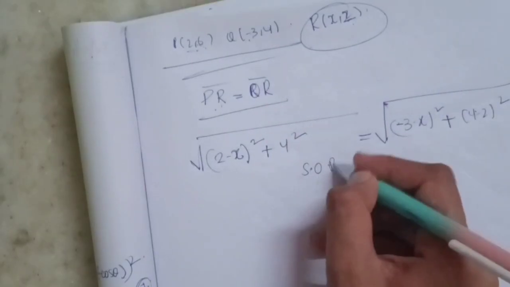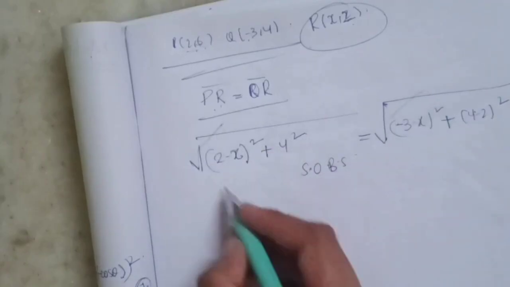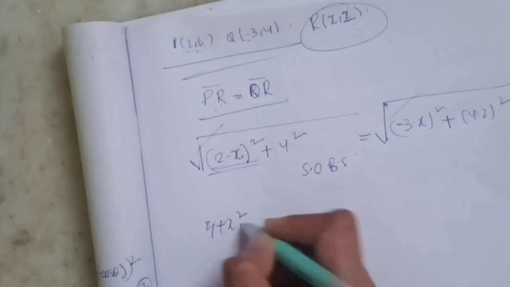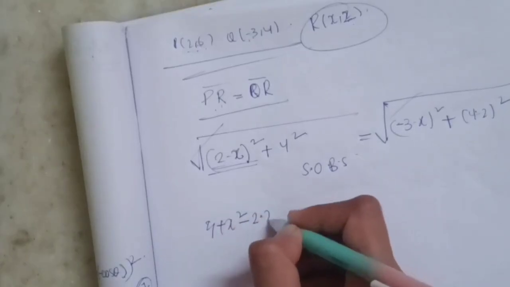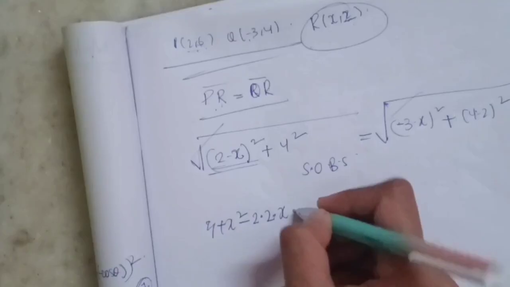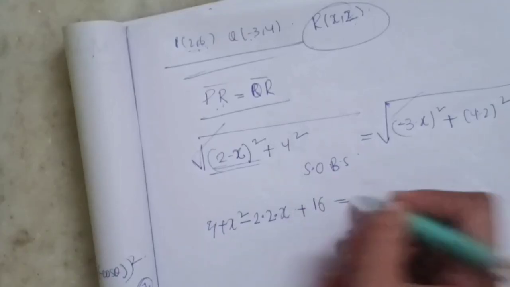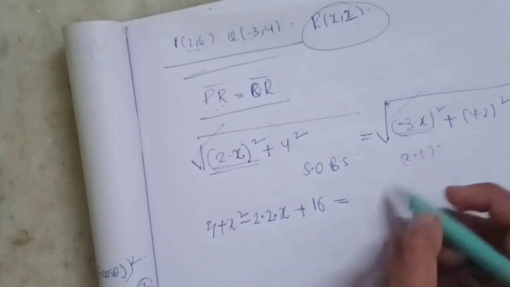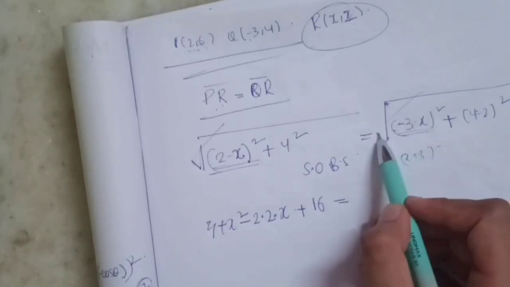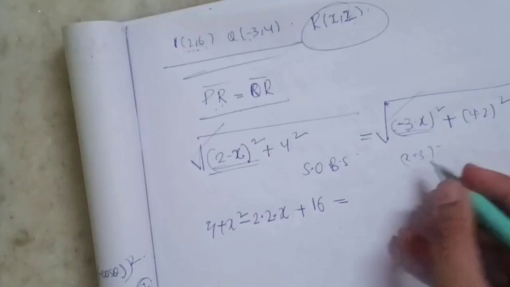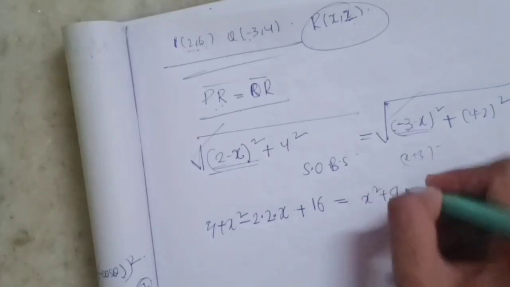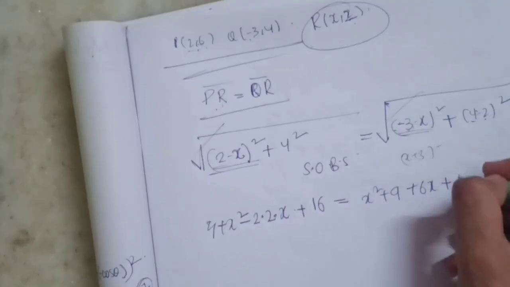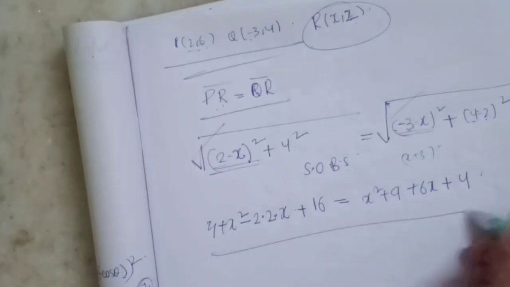Just do squaring on both sides. The square roots get cancelled. Expand this: 4 plus x square minus 2ab, where a is 2 and b is x, plus 16 is equal to x plus 3 whole square, right? Take minus common and minus out, it becomes plus. So 3 plus x whole square, which is x square plus 9 plus 6x, plus 4 (2 square is 4). Just solve this for x.